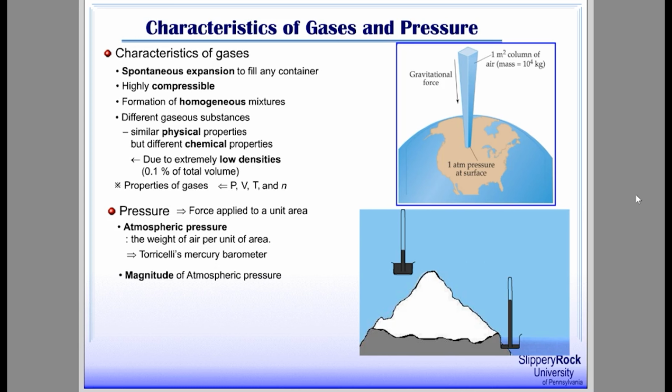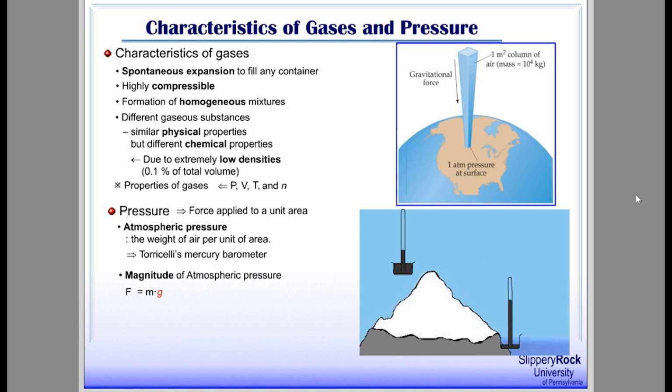Let's calculate the magnitude of pressure exerted by a column of air with cross-sectional area of 1 meter squared that is extended through the entire atmosphere. The mass of the air column is approximately 10,000 kilograms. We learned in high school physics that force is mass times acceleration. Since the force that we are dealing with is vertical force, the acceleration can be replaced by Earth's gravity, g, which is 9.8 meters per second squared.